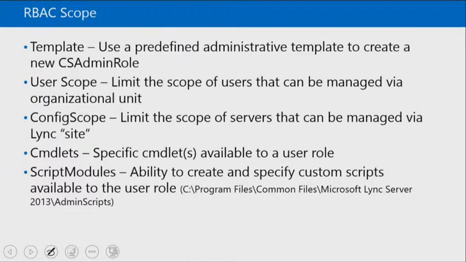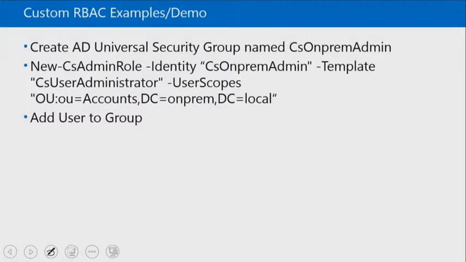So those are the limitations, right? We're using our template to start, and then we do user scope, and that's where we limit things based off of the OUs, and then we have config scope, which limits things off of the Lync site. So again, that's our logical sites within our Lync deployment. Very important.